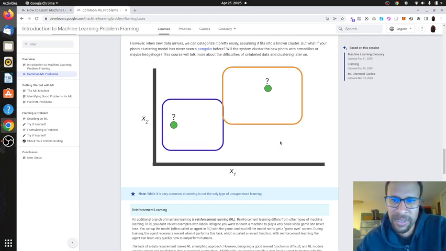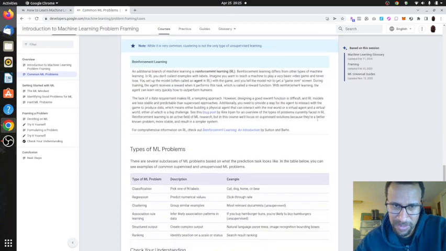Will the system cluster a new photo of armadillos or maybe hedgehogs? Not a hedgehog. Definitely of the armadillo type. This course will talk more about the difficulties of unlabeled data versus clustering later on. But I want to learn now.